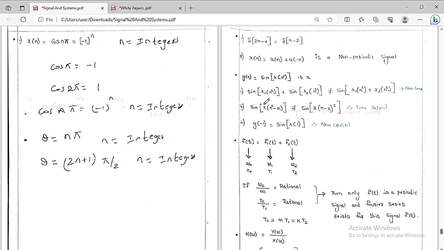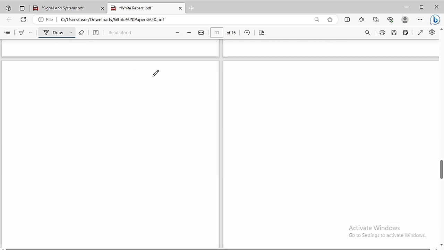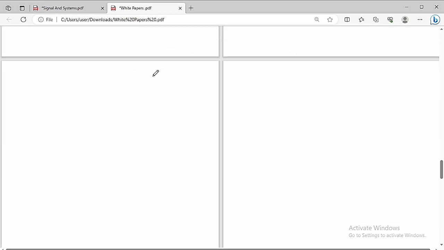We comment on the time variant property as well as the non-causal property. All these things we need to cover. So let's solve this in a very detailed manner. Suppose, what is the system they have given? y of n is equal to sine of x of n square.